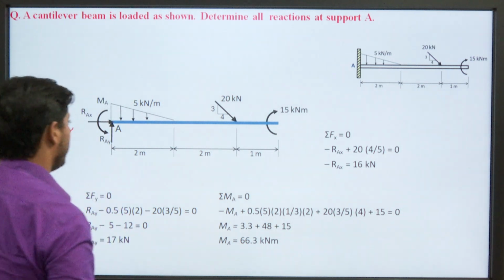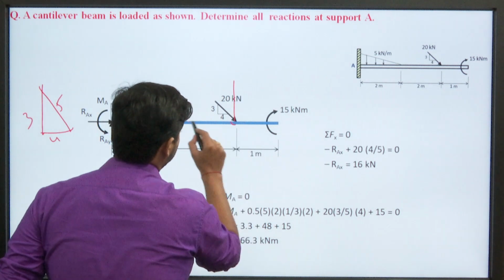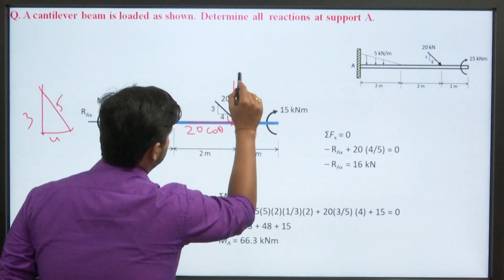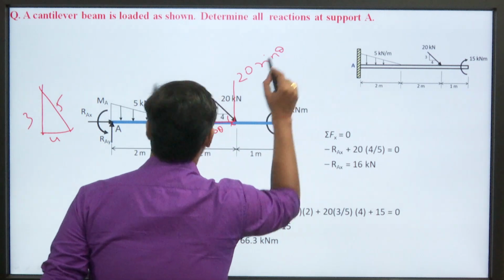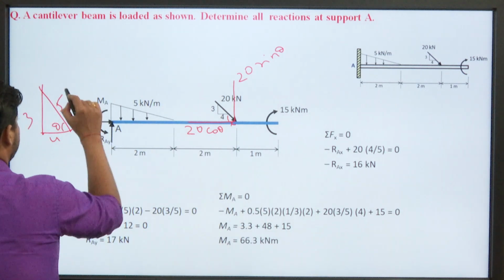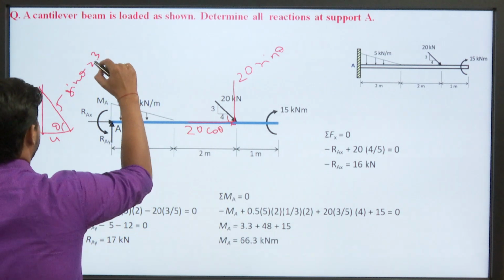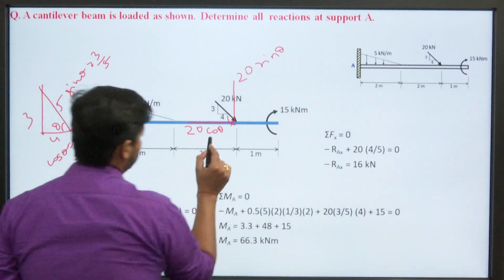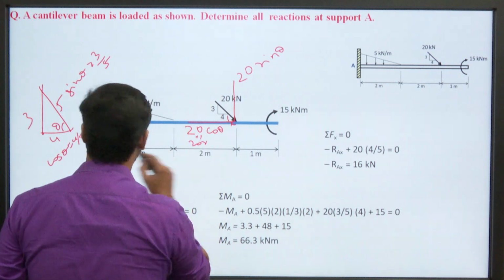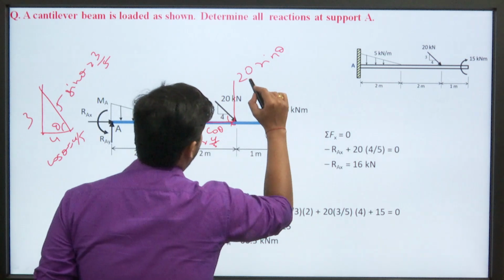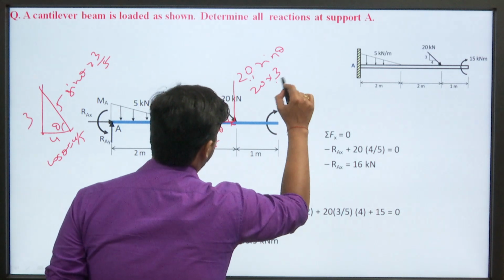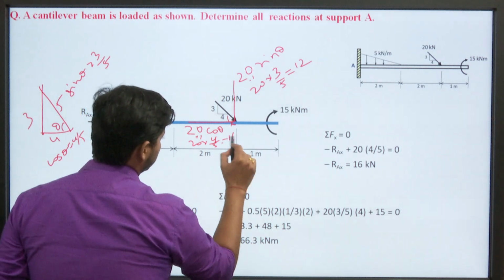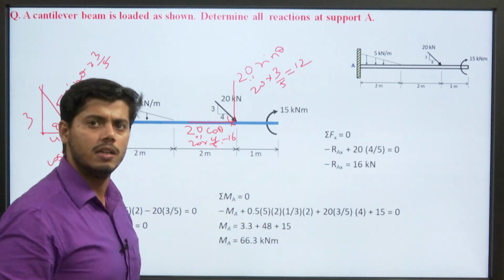To find the components, if we resolve this, it will be 20 cos theta and 20 sin theta. From this triangle, sin theta is equal to 3 by 5, and cos theta is equal to 4 by 5. So, this will be 20 into 4 by 5, and this will be 20 into 3 by 5. It means this will be 12 kilonewton, and this will be 16 kilonewton.